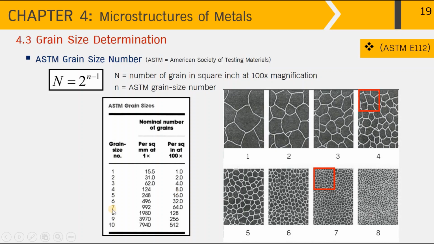But then, at grain size number 7, there might be 64 grains altogether within the area of 1 square inch over here. And of course, the metal having grain size number 7 is expected to give better strength and ductility than the one having grain size number 4.